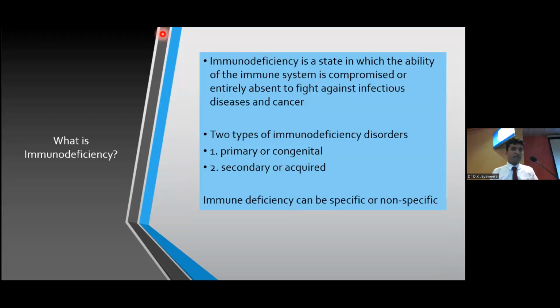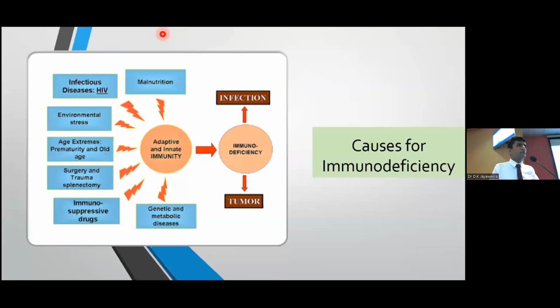So what is immunodeficiency? Immunodeficiency is a state in which the ability of the immune system to fight against infections, diseases, or cancers is compromised or entirely absent. This could be primary or secondary. Immunodeficiency can again be divided into specific or non-specific, but usually when there is a secondary immune deficiency, it is non-specific. So what are the causes of this immunodeficiency?